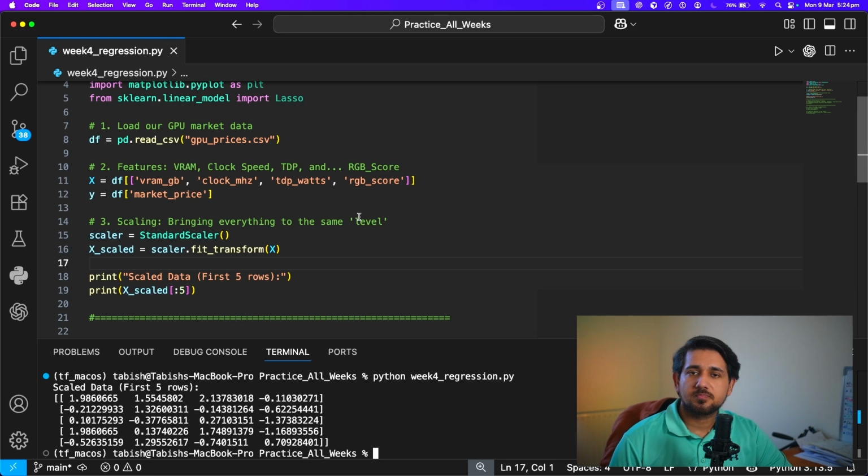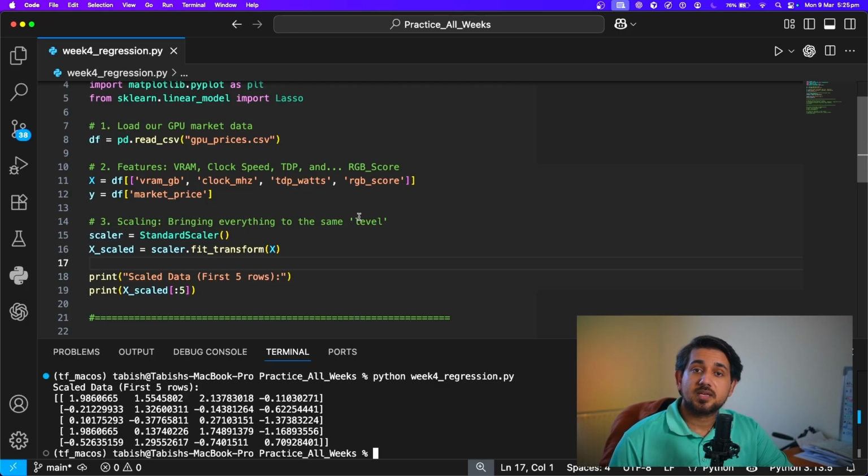Notice something important. Everything now lives in roughly the same range, mostly between -3 and +3. That's not random. That's what StandardScaler does. It centers every feature around 0 and scales the spread so they're comparable. So now when our regression model starts learning, it isn't biased by raw units like thousands of megahertz versus 8 gigs. It's comparing everything in standardized units, deviations from the average.